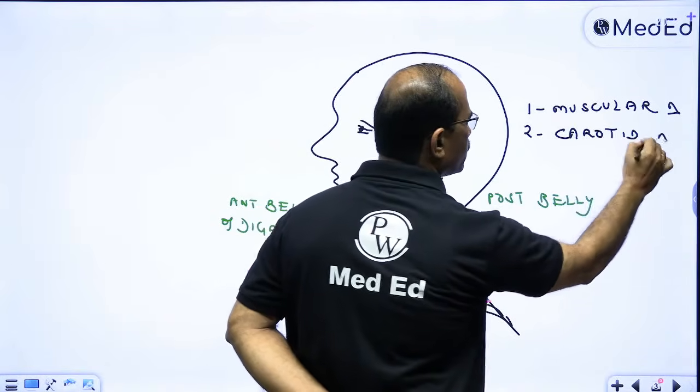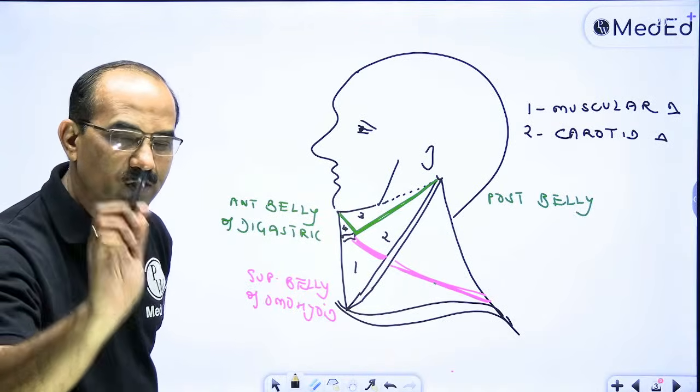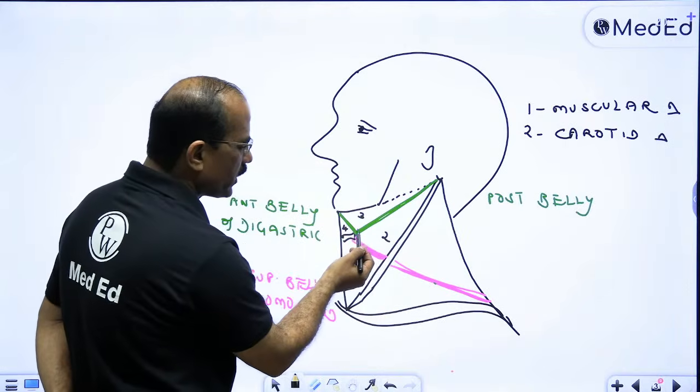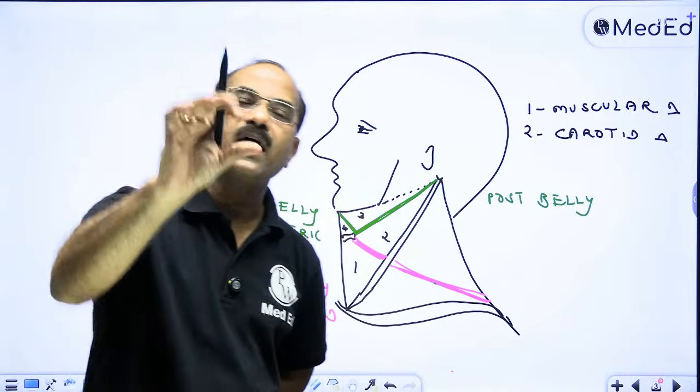Carotid triangle, okay? So what are the boundaries of the carotid triangle? Look back once more, this always comes in MCQs and Vivas. Boundaries: the posterior belly of digastric, the sternocleidomastoid, and the superior belly of omohyoid. So that's the carotid triangle.